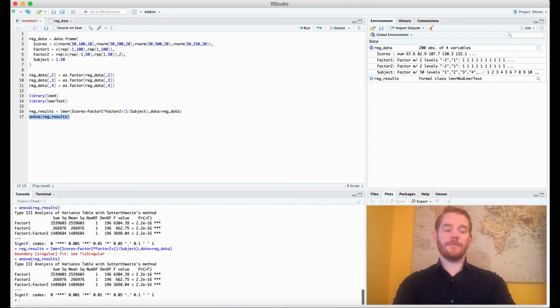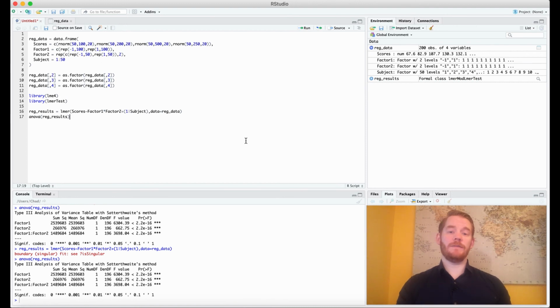So what we get here is our effects. And you'll also notice that it's actually type three sums of squares, where in other videos we've had to force our lm function to use type three sums of squares, but this one does it automatically, which is great. If you don't know what type three sums of squares is and why we're using it, it's important, so do look it up. So what we have here is our sums of squares, our mean squares, our degrees of freedom for our numerator and for our denominator, our F values, and then our p values. So we have a significant factor one, a significant factor two, and a significant interaction.